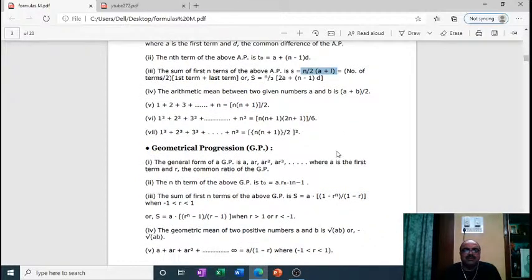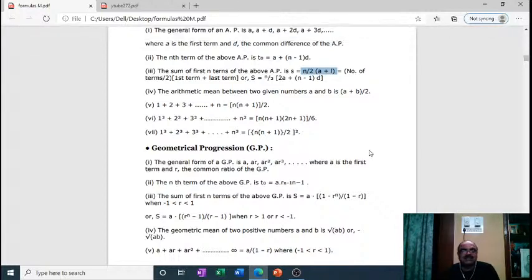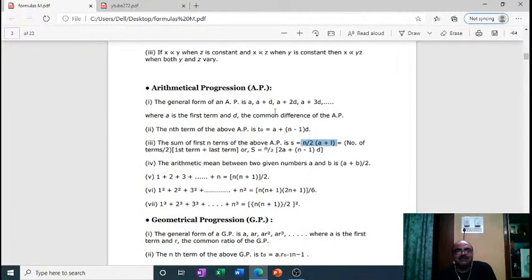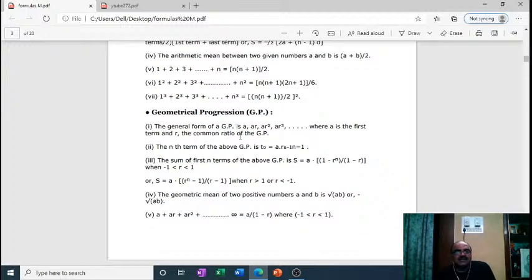Getting into geometric progression, friends, GP is a, ar, ar square, ar cube, like this the relationship goes. a is the first term and r is the common ratio. The way you have here a, a plus d, a plus 2d, a plus 3d, like that, a is the first term and d is the common difference. In the same way, here the nth term calculation is a into r power n minus 1.